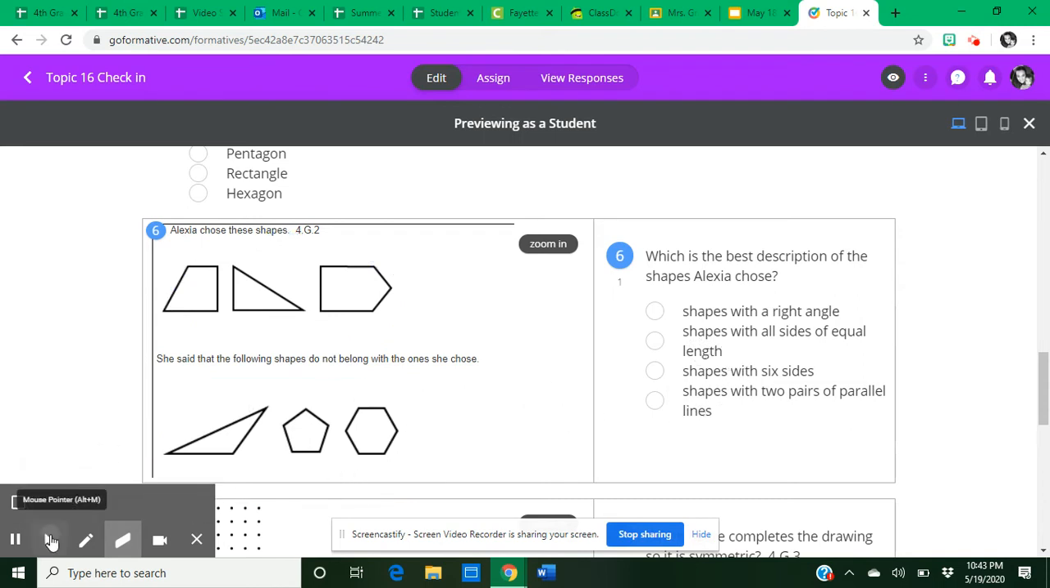Are they all shapes with a right angle? Are they all shapes with all sides of equal length? Are they all shapes with six sides? Or are they all shapes with two pairs of parallel lines? What do these have that these do not?